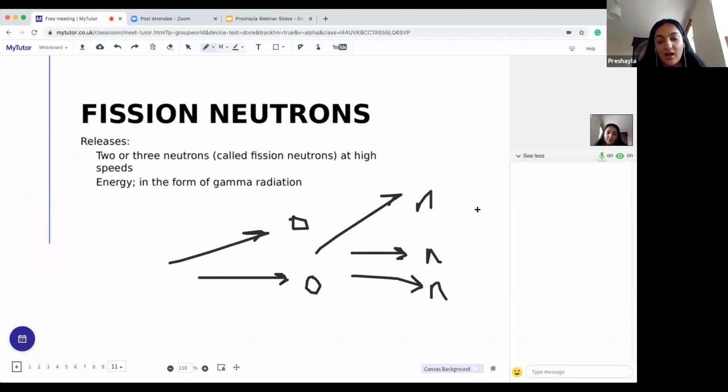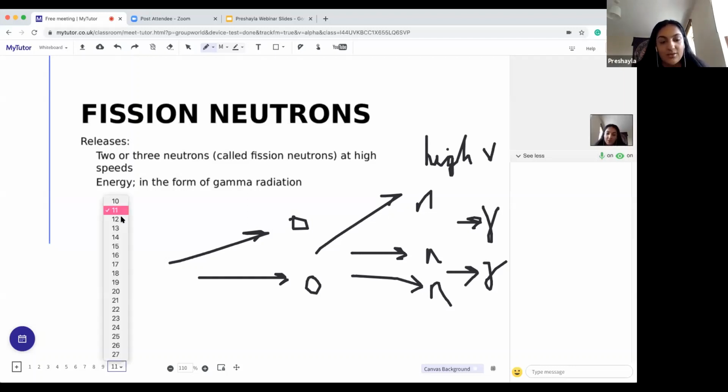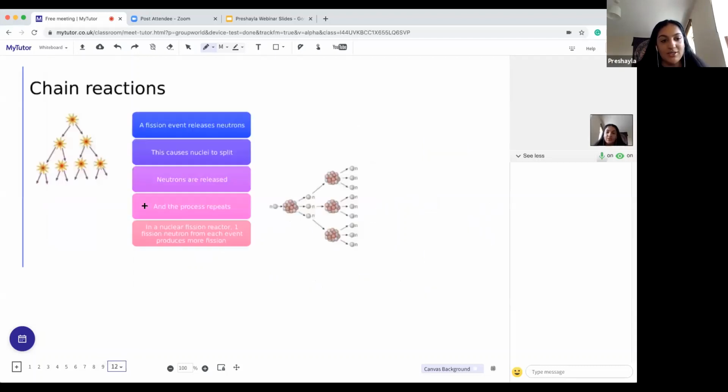Now, these are at very high speeds. They have a high velocity. And we also get this energy, which is in the form of gamma radiation. So now we know more things about this process, which is that usually it's either going to be 2 or 3 neutrons, they're at high speeds, and the energy that is being released is actually in the form of gamma radiation. So now we know the whole fission process.